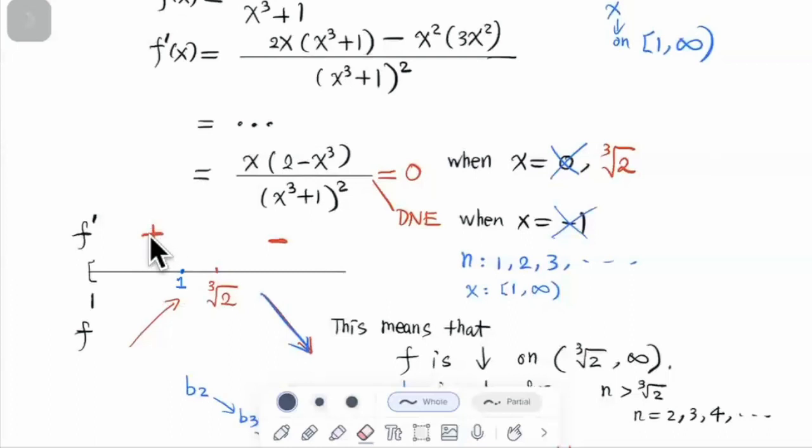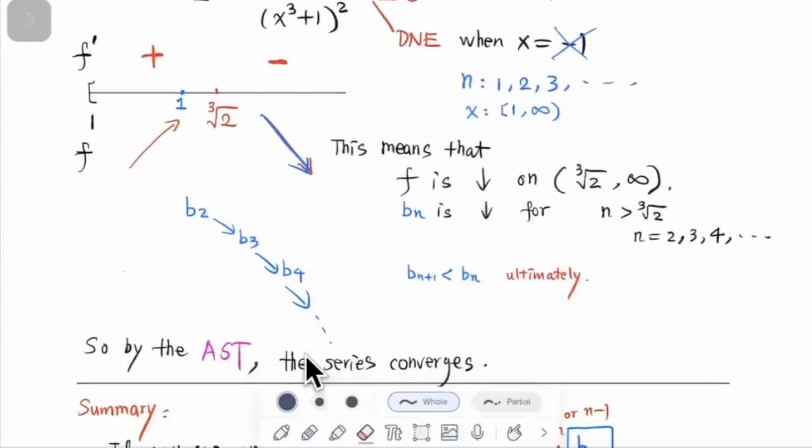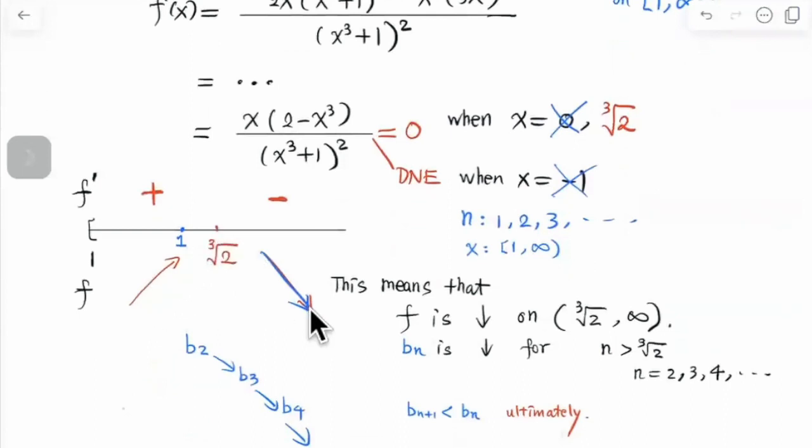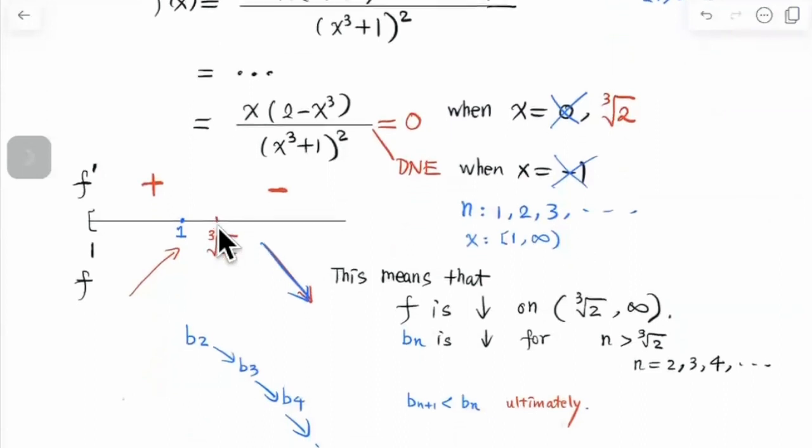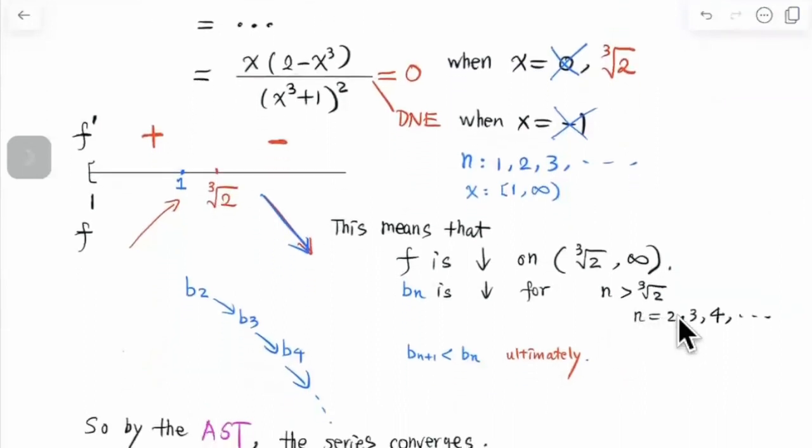When the first derivative is positive, the function is increasing. When the first derivative is negative, the function is decreasing. So the function is increasing before this number and decreasing after this number. And this means that bn is going to be decreasing for n greater than this number. So when n equals 2, 3, 4, etc., then bn will always be decreasing.